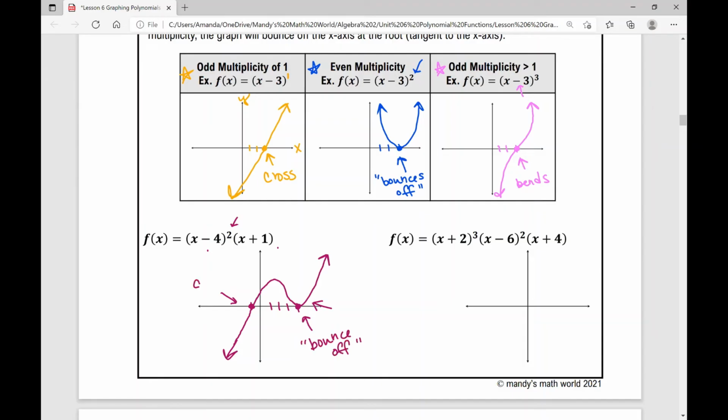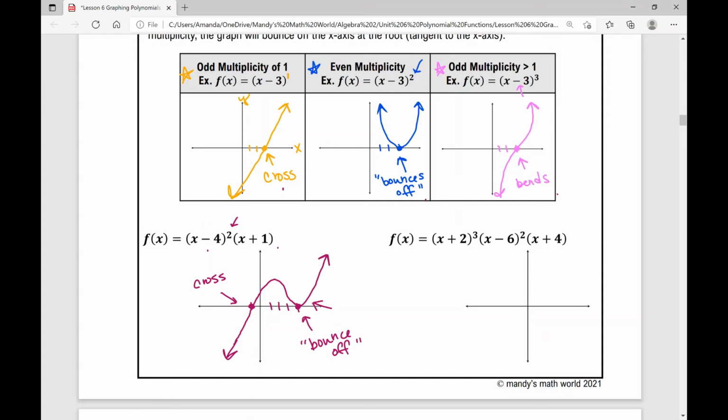And then right here, it's going to cross. That's just because the multiplicity at those roots lets me know the behavior of what the function is doing at those roots. Is it going to cross? Is it going to bounce off? Or is it going to bend or wiggle? So let's move on to the next one.